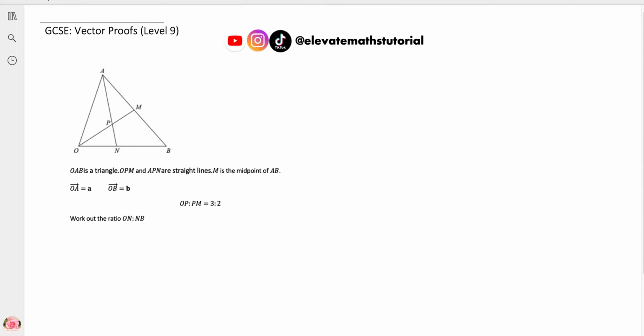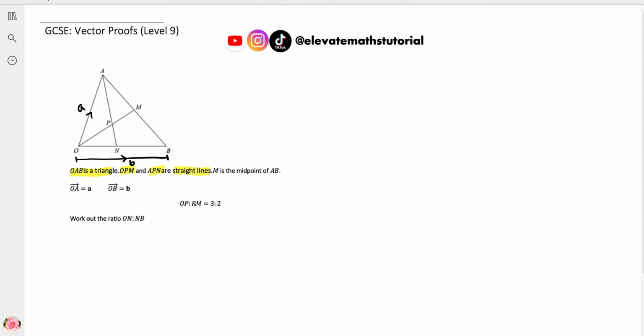So OAB is a triangle, OPM and APN are straight lines. This is given to us for a specific reason. We probably need to use the fact that OPM and APN are straight lines. Okay, M is the midpoint of AB. So OA is given to us as vector A, and then OB is given to us as vector B. So this is vector B.